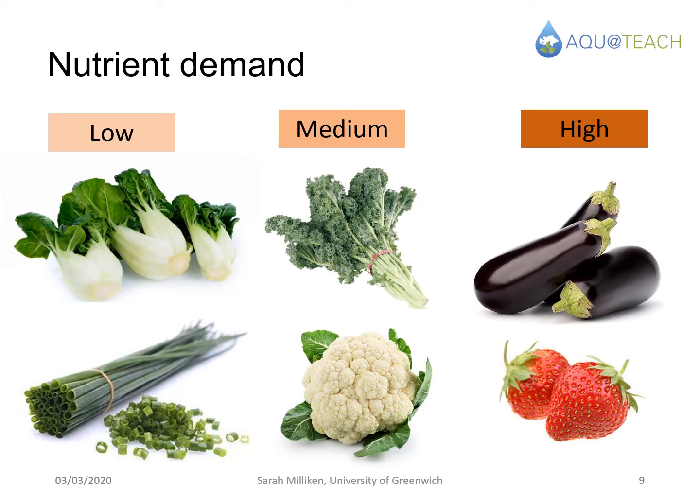And finally, you need to be aware of the nutrient demand of different plants. Low nutrient demand plants include leafy greens and herbs, such as pak choi and chives. At the other end of the spectrum are plants with high nutrient demand, such as aubergines and strawberries. Plants with medium nutrient demand are members of the cabbage family, such as kale and cauliflower.